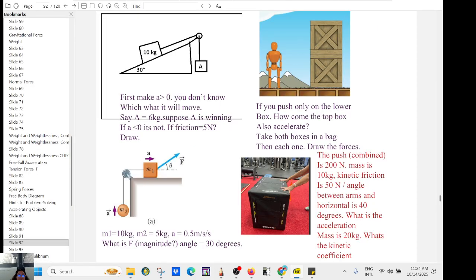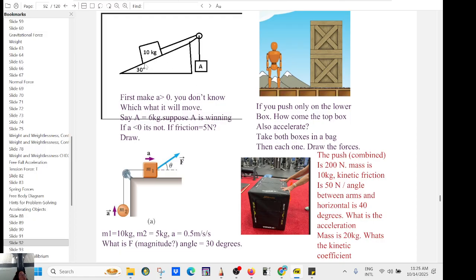Okay, let's try to do the inclined plane. So you have an inclined plane, and sometimes you don't know if it is going to go in this direction or in that direction. Listen. There's a threshold, right? Obviously, if the mass is huge, it's going to go down the slope. If the mass is huge, it's going to go up the slope.